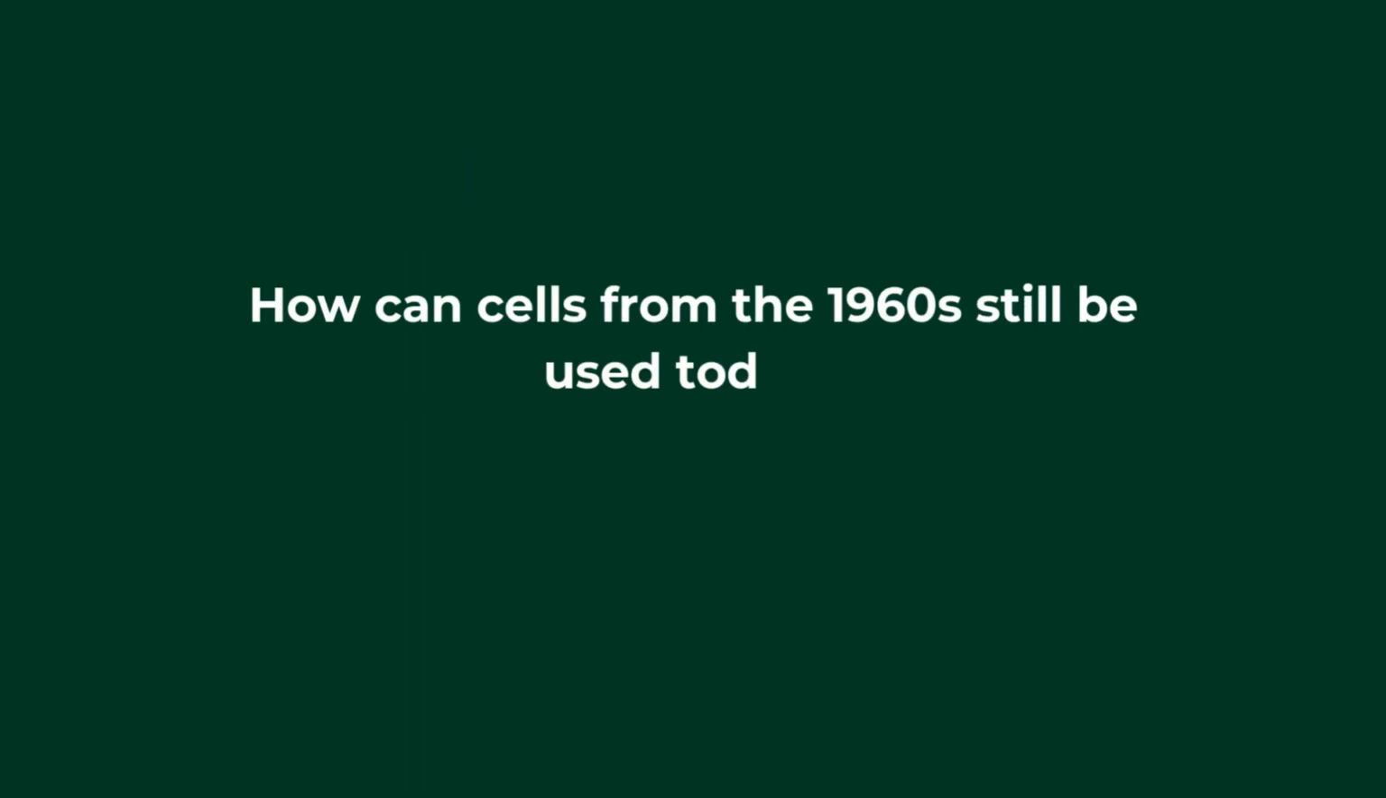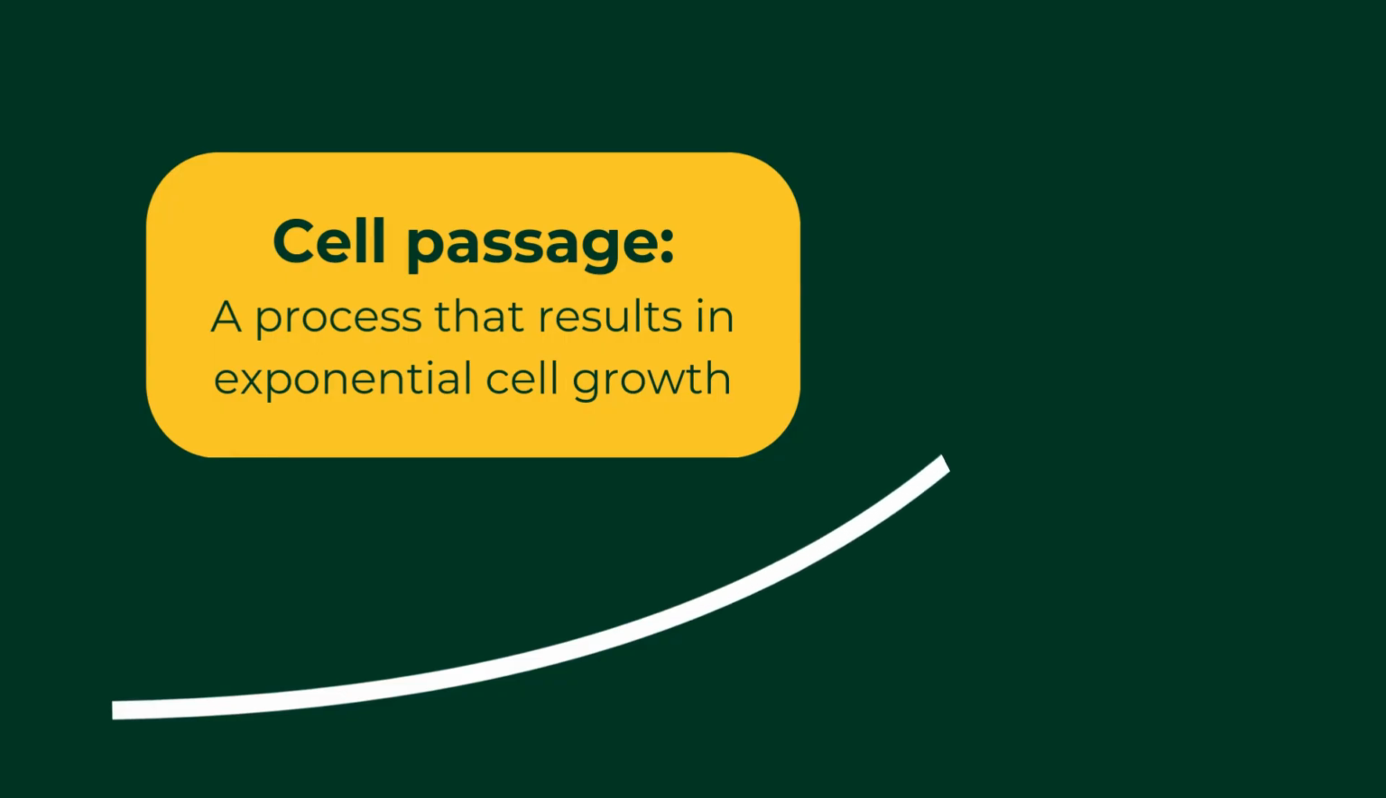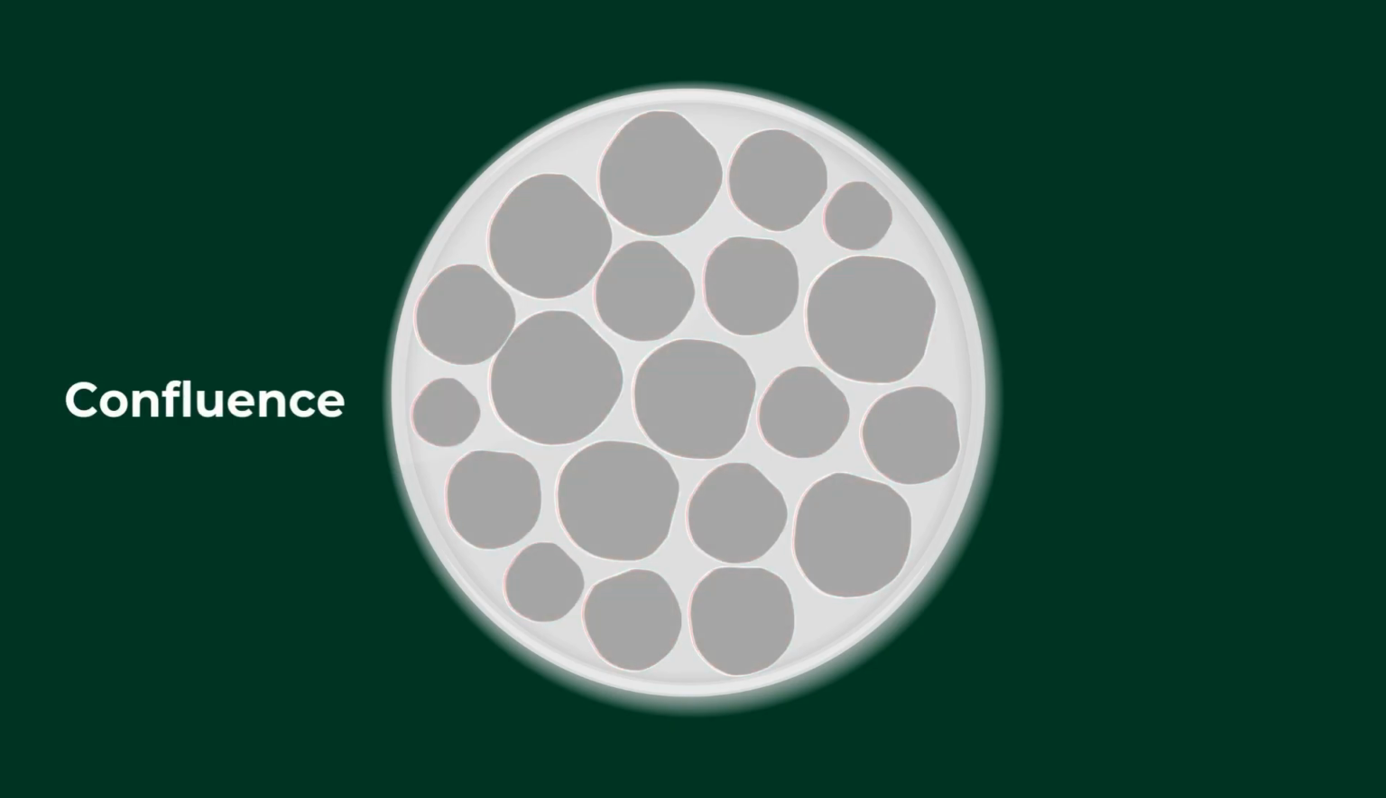How can cells from the 1960s still be used today? Cells from decades ago can still be used today because of a process called cell passage, which results in exponential cell growth. So how does cell passage work? When cells replicate in a laboratory setting, they're limited by the amount of nutrients and size of the container in which they're grown. When they reach this point, referred to as confluence, they die unless they're given fresh ingredients and more space. Right before this happens, scientists put 1/5 of the existing cells into 5 new containers.